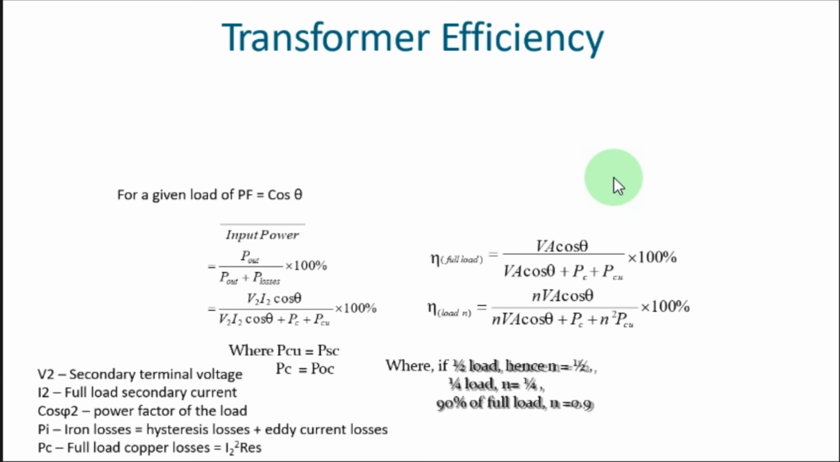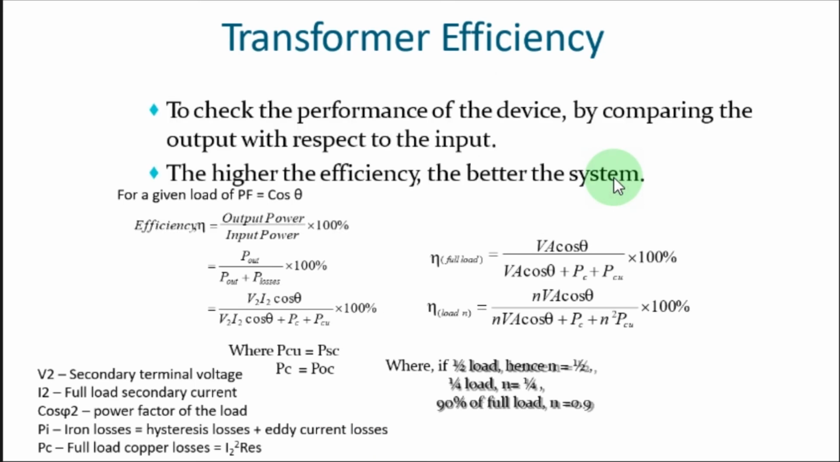So to check the performance of the device by comparing the output with respect to the input, you use the efficiency parameter. The higher the efficiency, the better the system. So efficiency is output power over input power in this one. So these things we have already discussed.